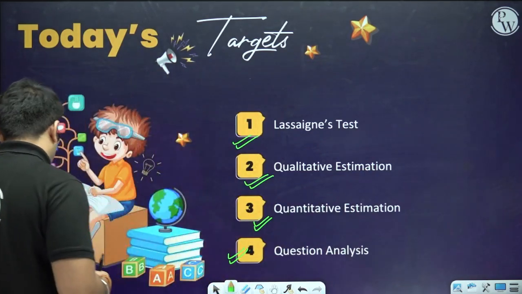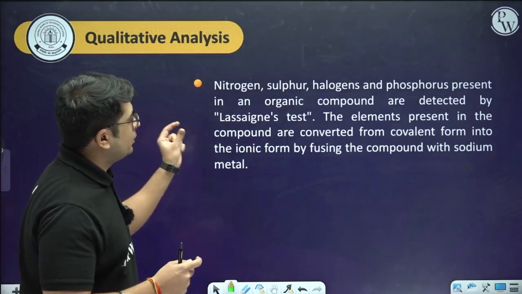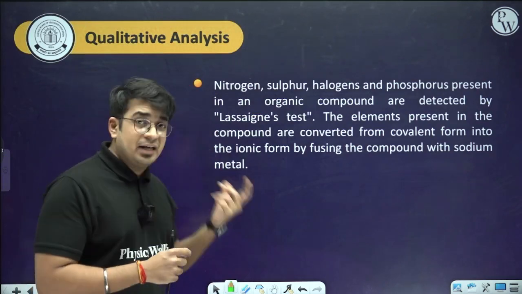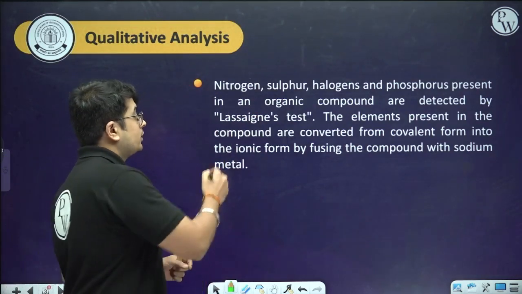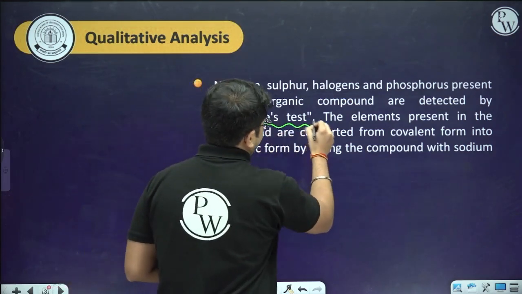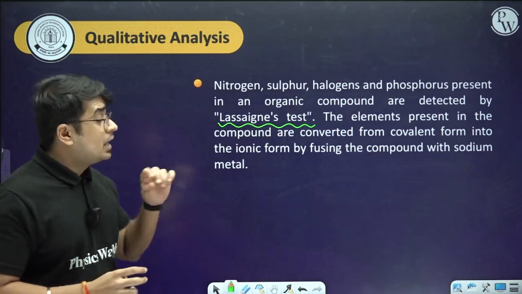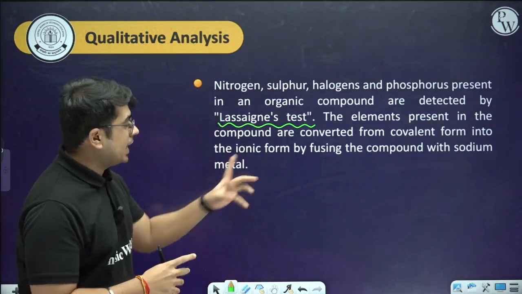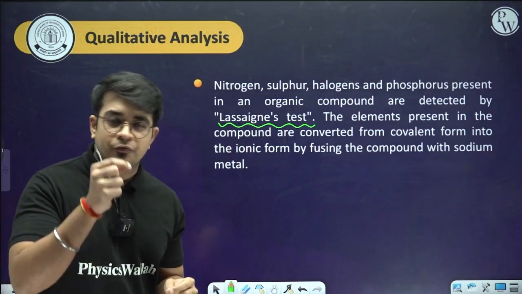What happens in that particular case? It's a very easy analysis. First of all, the detection of nitrogen, sulfur, halogens, as well as phosphorus, which might be present in the organic compound, is done with the help of that particular test, which is known as Lassaigne's test. So basically, the elements present in that compound are first going to be converted from covalent form into ionic form by a simple reaction, in which you fuse the organic compound with sodium.